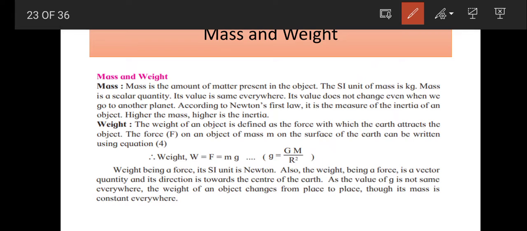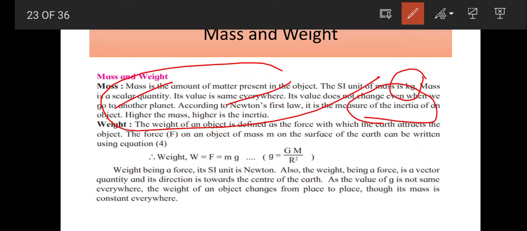Mass is the amount of matter present in the object, and the SI unit of mass is kg. It's a scalar quantity. Its value is the same everywhere. And according to Newton's first law, it is the measure of inertia. So this is about the mass.